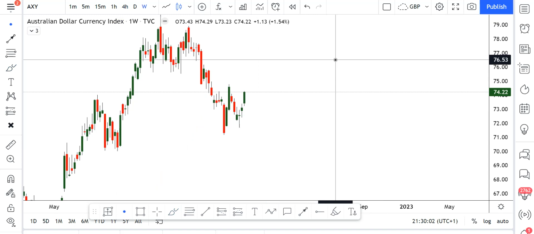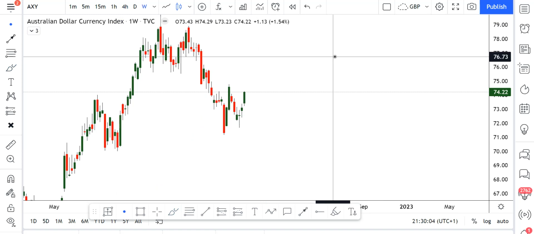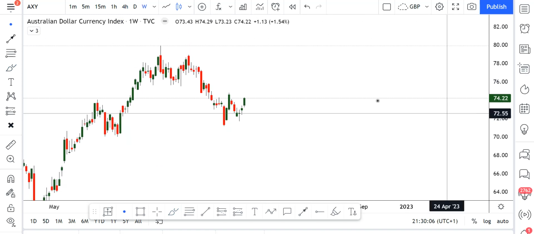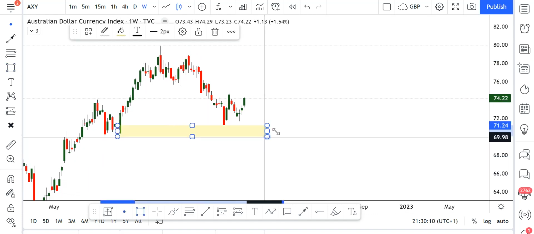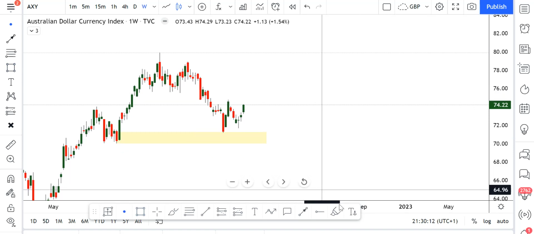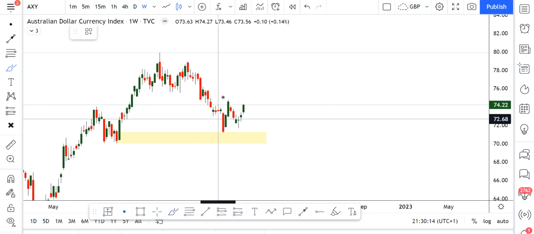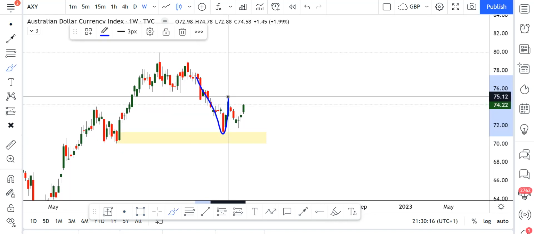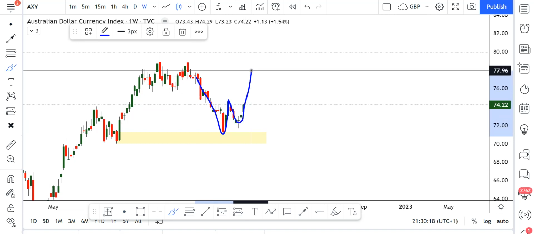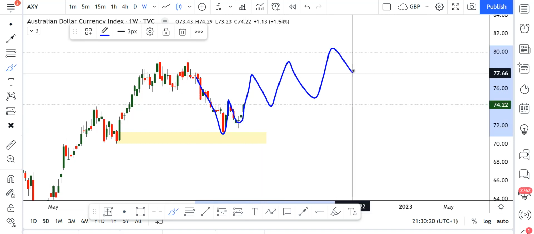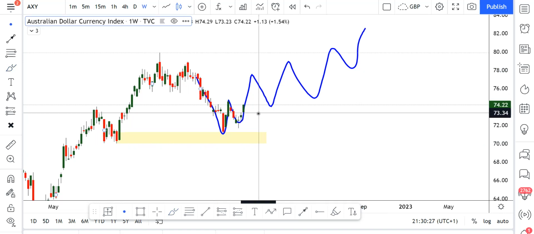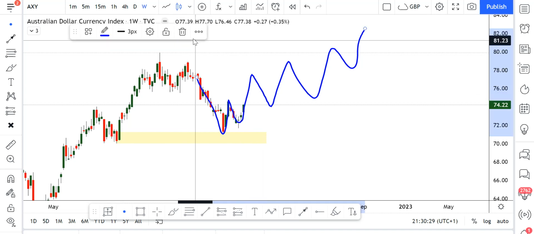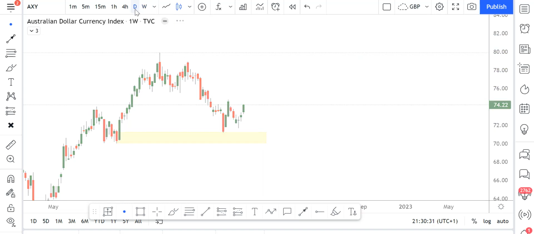Okay, the next pair we'll look at is the Australian dollar currency index. What can we say about the Australian currency index? We have come to a weekly demand zone. So what do we expect in such a case? We expect, as price came down, moved up, came down, that we are expecting a break, and we can expect price moving towards the upside, breaking previous highs in the market. That's what we can expect for the weekly.